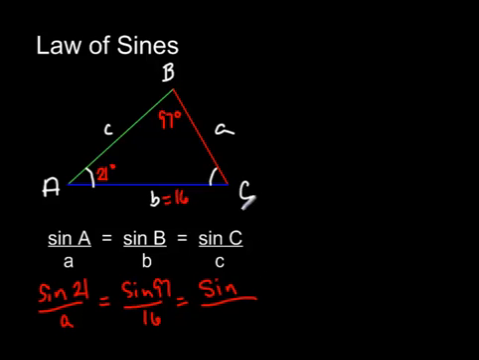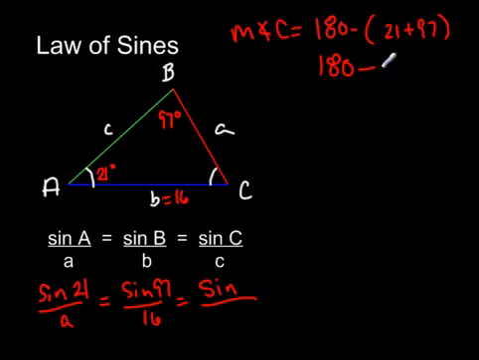Now, C, what is C? We can solve for C by using the measure of C is equal to 180 minus 21 plus 97. How do we know that? Well, the triangle angle sum theorem. The three angles of a triangle will equal 180 degrees. Thus, solving the equation, 180 minus 118 gives us that the measure of angle C is 62 degrees. Therefore, we can continue our proportion, and now we can solve.